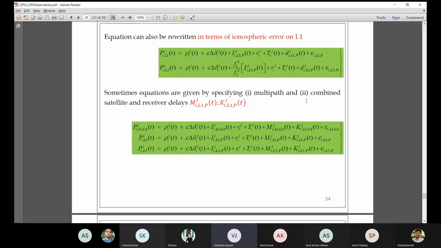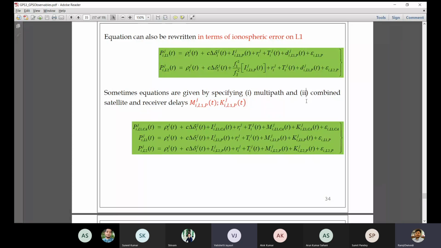Geometric ranges plus, next term. The first term after the equal sign is the pseudo geometric range. Please remember everyone, the left hand side, that is capital P, is the pseudo range, which is actually measured by your receiver. What we are doing is opening up the components of that individual pseudo range by indicating the different subcomponents. So on the right hand side we are mentioning those components.